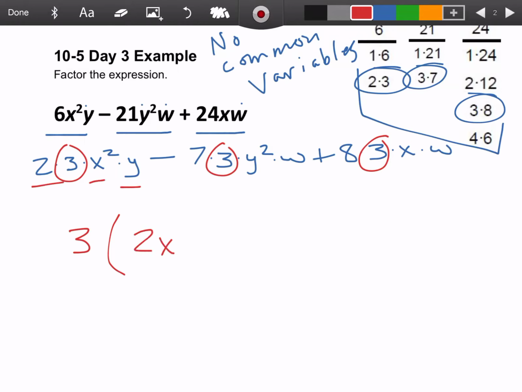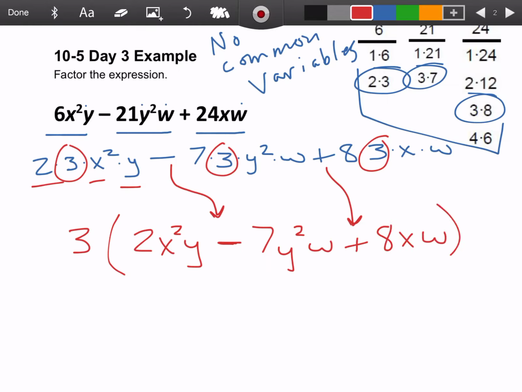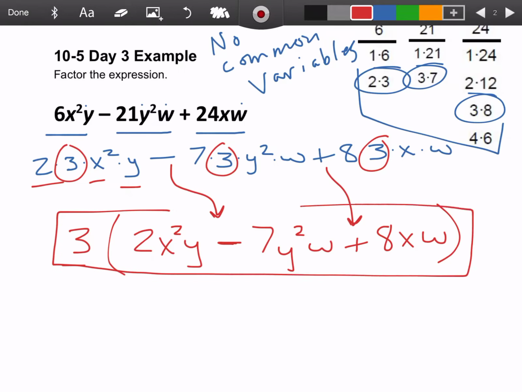So we have 2x squared y in the first term. I'm going to bring this subtraction down. Then I have 7y squared w. Going to bring this addition down. It's going to be plus. And then we have 8xw. And so all we could really do is factor out the common factor of 3. We couldn't do anything with the variables. So that is our final answer for this problem.